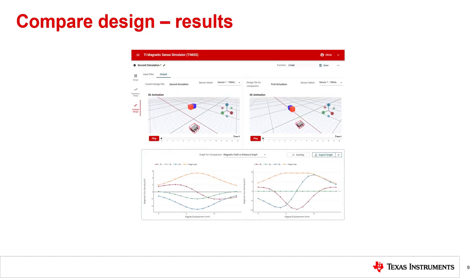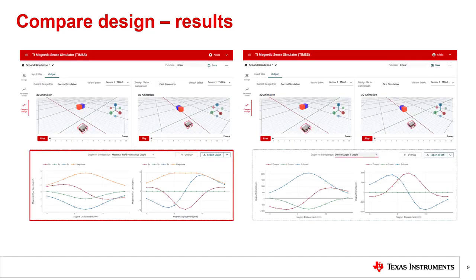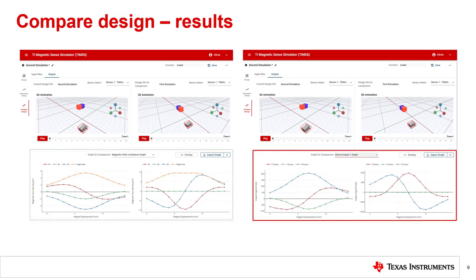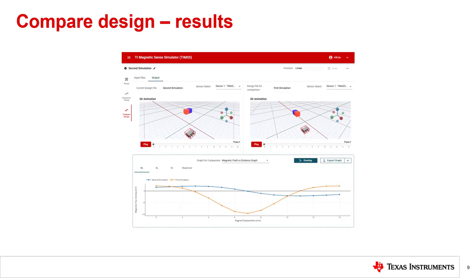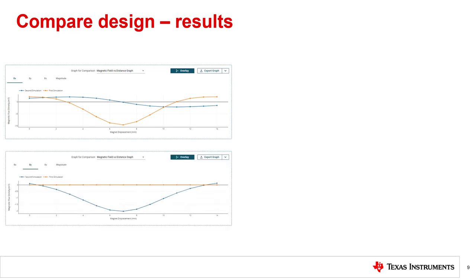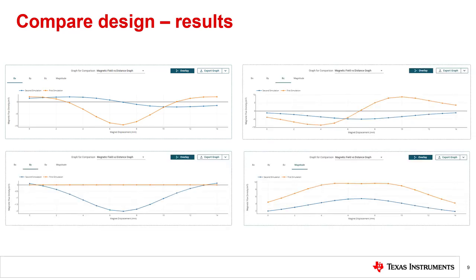After pressing Simulate, the 3D animation as well as the plots for both simulations will appear side by side. You can select which graph to use by selecting the drop-down menu next to Graph for Comparison and choosing between the magnetic field versus distance graph or the device output graph. To help you compare the results of the two simulations, you can overlay the results from both the simulations by pressing the Overlay button. Here you can compare results for the magnetic field versus distance or the device output graph in the same plot for Bx, By, Bz, and magnitude.